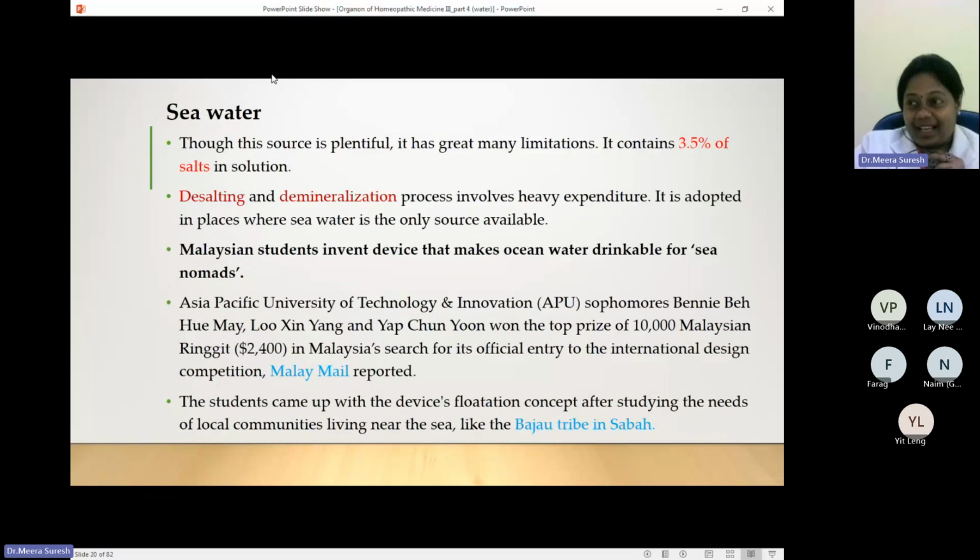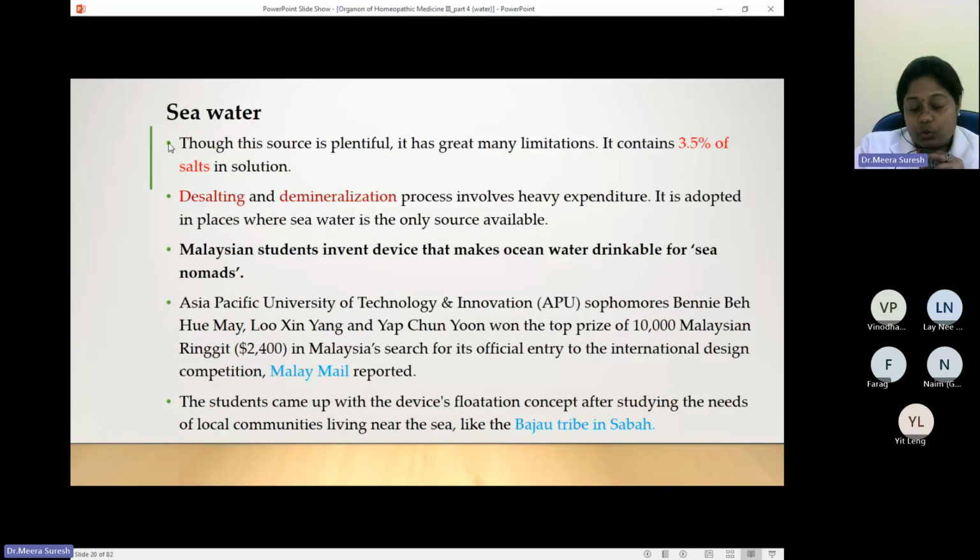Then going towards another surface source, that is sea water. So there is plenty of sea water, but not a drop to drink. That's the situation. So this source is plentiful, but it has a great many limitations. The most important limitation is the salt content and other minerals present inside the seawater. It contains 3.5 percent of salts in solution.